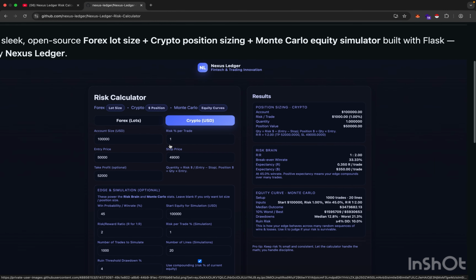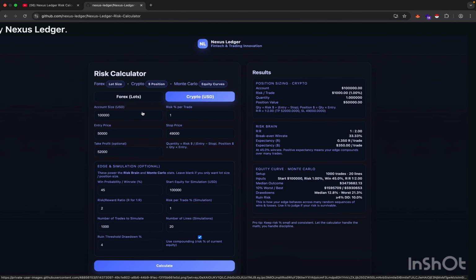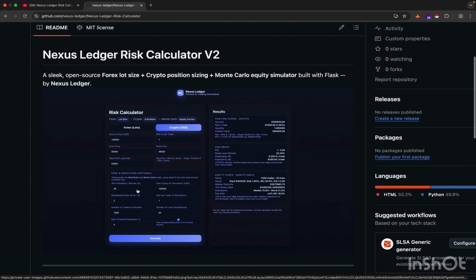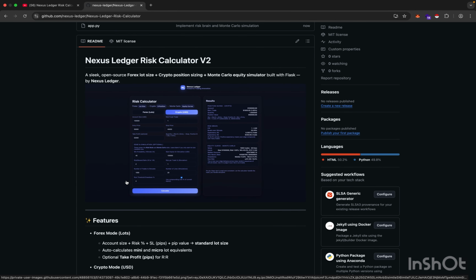So you can see that you could just get the position size that you should be having according to the risk per trade percentage. But now it also does Monte Carlo simulations and also has another thing called risk brain, which is really amazing, and you have to watch this video to completely understand it. So let me just go through all the features that it has.